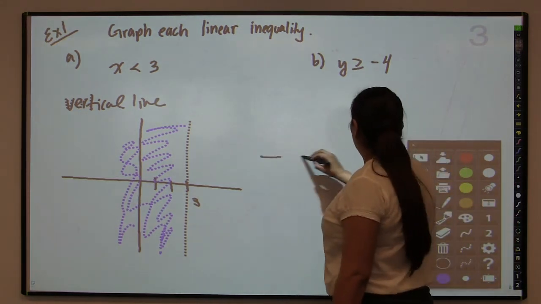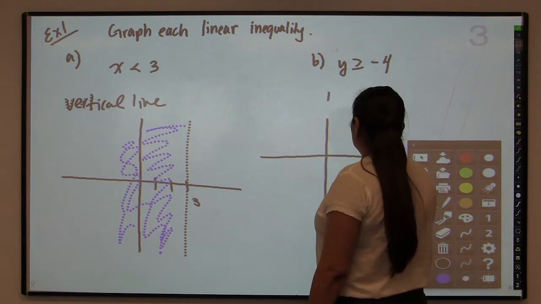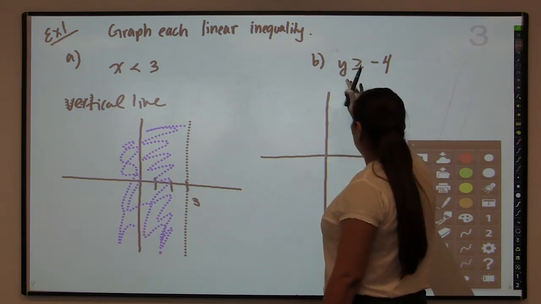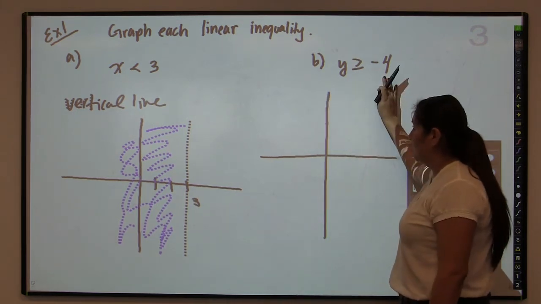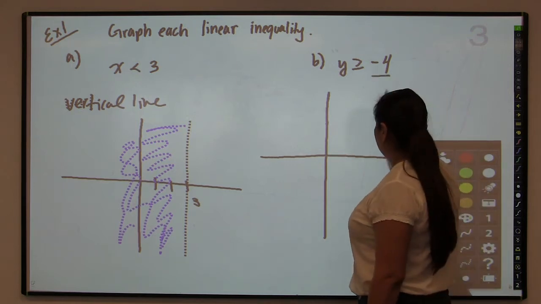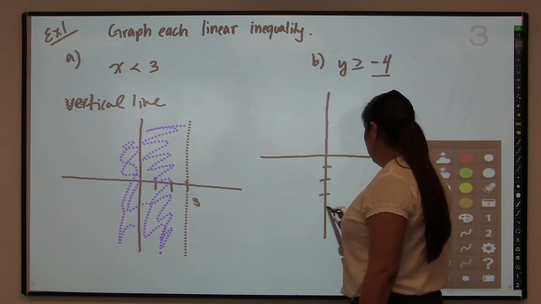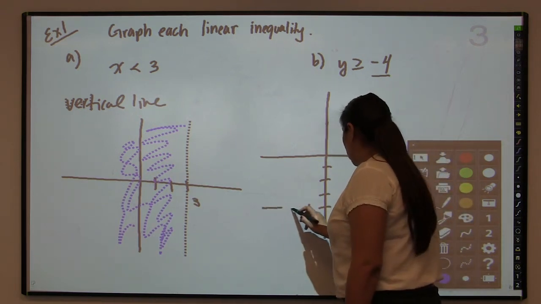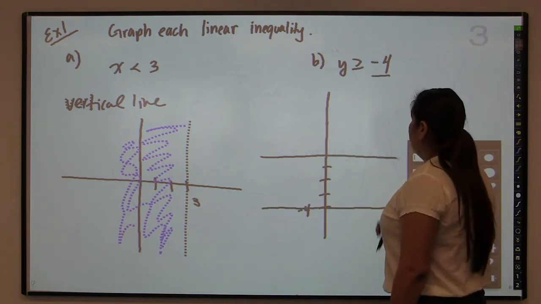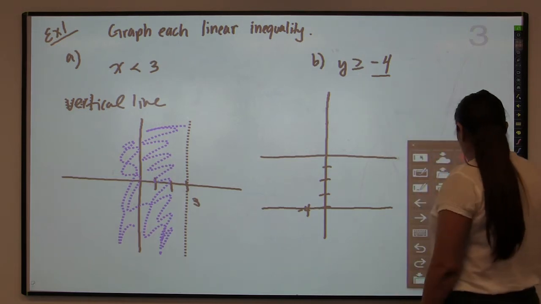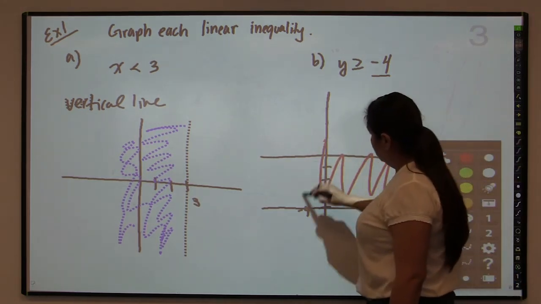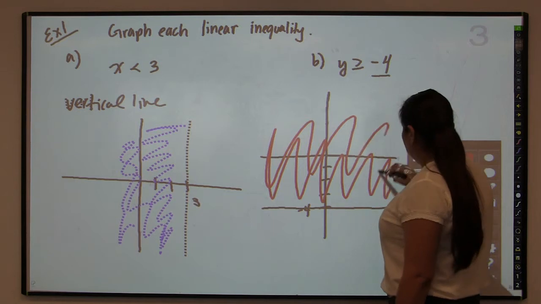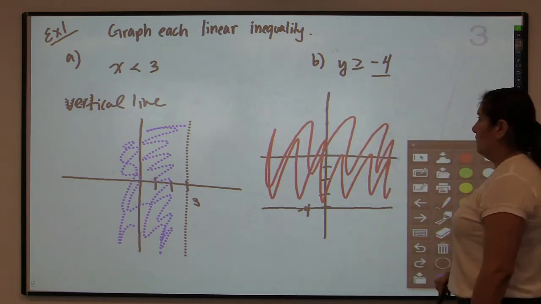Then we have y greater than or equal to -4. For that one, because it's y and a number, we're going to get a horizontal line at -4. So 1, 2, 3, here's -4. And it's an equal to, so it's going to be solid. And because it's greater than, we're going to shade above the boundary. Above, above, above, we shade. Alrighty, and that's how you graph those.